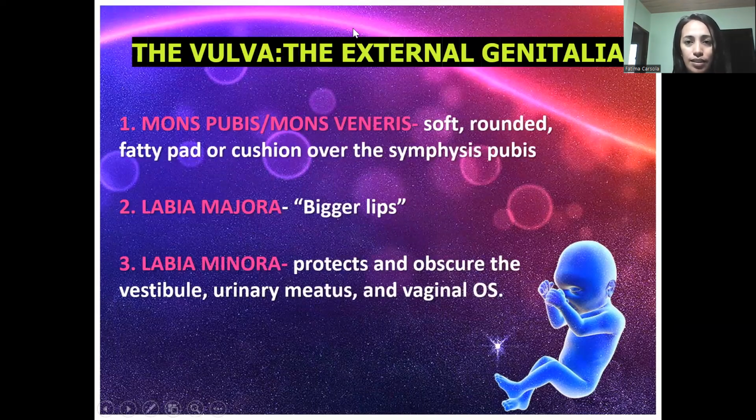This has been updated with the new book that I have with me. It's Dr. RPS. There are things that are now updated in here. So we have here the mons pubis or the mons veneris. If you define it, it is a soft, rounded fatty pad or cushion over the symphysis pubis. This one is important in measuring your fundic height because of the symphysis pubis in it.